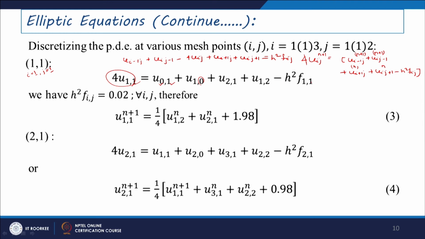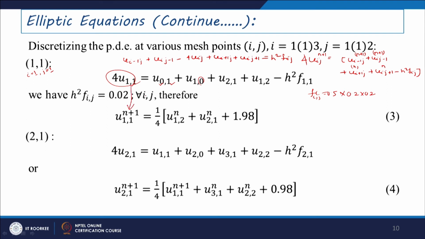And whenever we consider h equals 0.2 here, we have f(i,j) defined as 0.5. So 0.5 multiplied by 0.2 squared, which we are considering, gives this value as 0.02 for all i, j. Therefore we can write this as u11 to the power n+1, since this left hand side is unknown here.